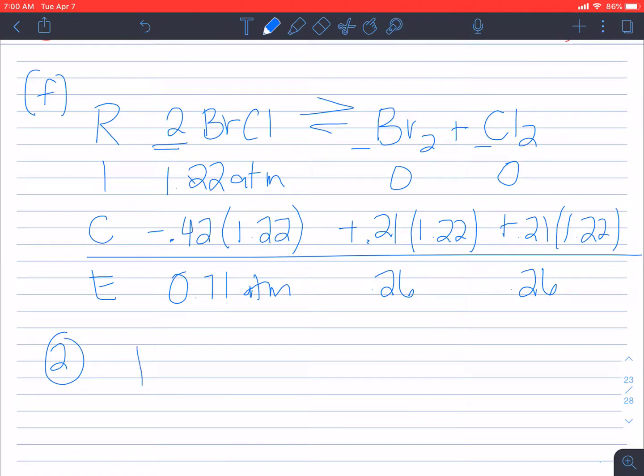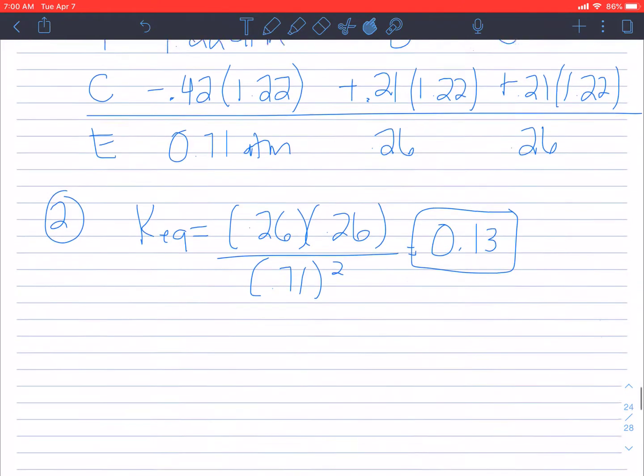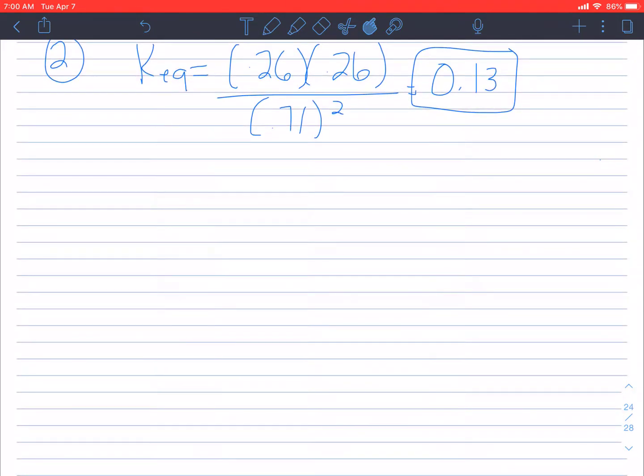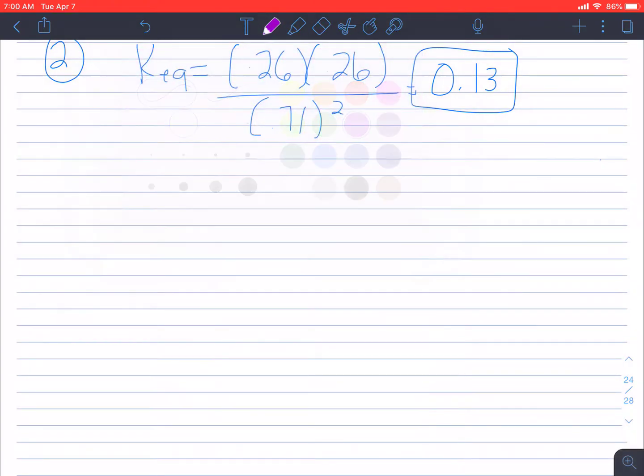Those are the equilibrium pressures. Oh, we have to do the equilibrium constant. So let's plug these values in: 0.26, 0.26, over 0.71 squared. You get an equilibrium constant of 0.13. That would be worth 2 points. Last but not least is going to be G. Switch colors. Once again, you might hear my kid come in.